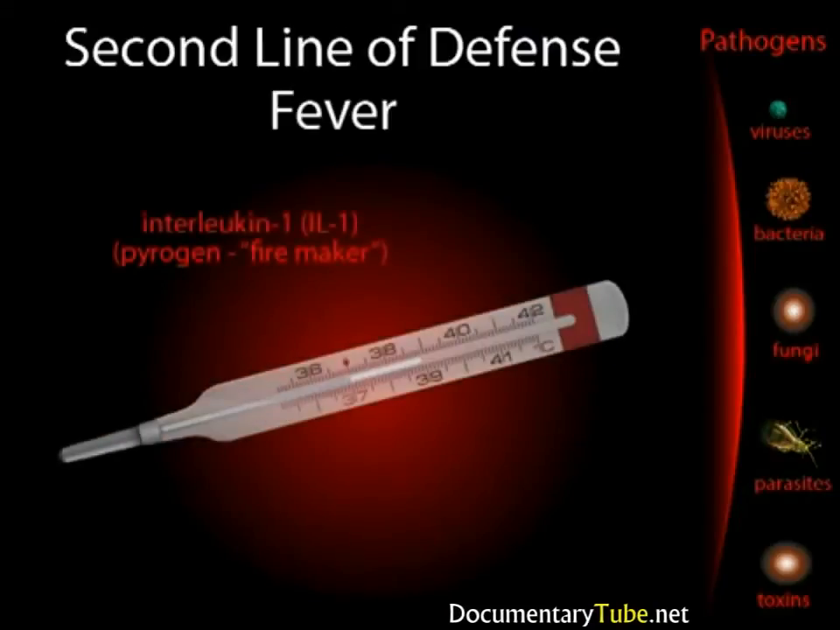Pyrogens are chemicals which promote fever by acting on the hypothalamus. Sometimes your own white blood cells will release pyrogens in order to help develop a fever. These pyrogens travel through the body and affect the hypothalamus. The hypothalamus controls body temperature.